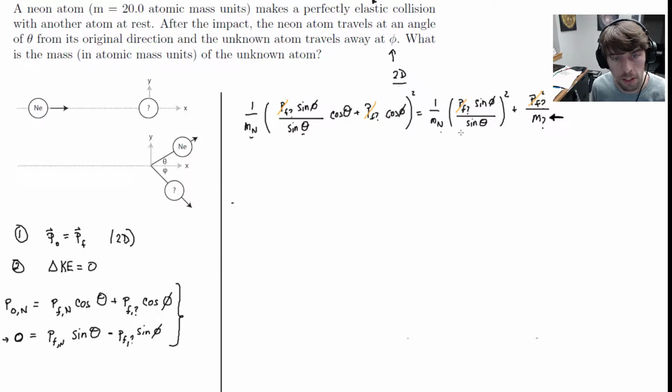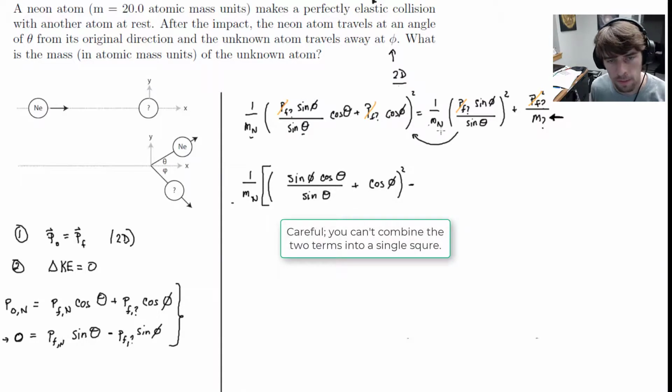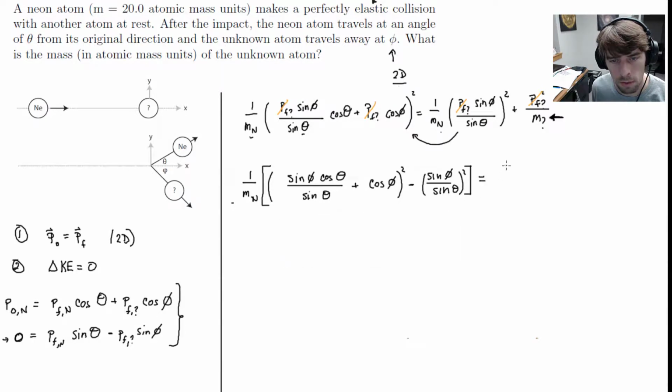Let's go at it. So I'm going to take this and move it to the other side. So I have 1 over the mass of the nitrogen times sine phi cosine theta divided by sine theta plus cosine phi, that whole rigmarole squared, minus, let's put this in parentheses, sine of phi divided by sine of theta. That quantity is squared. Equals 1 over the mass of the unknown. And that's technically it, right? We are done with what we actually need to do here.